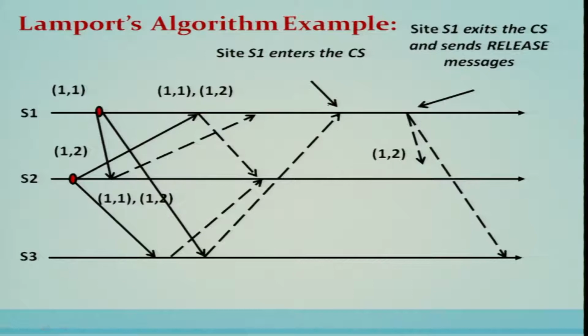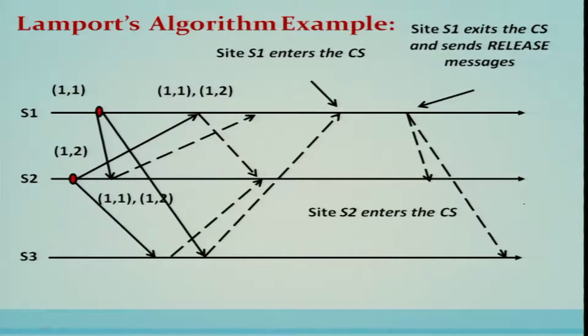Now, when site S1 exits the critical section, it has to send the release message. The release message will be sent to all other sites, and after receiving the release message, site S2 will find itself at the top of the queue. Now, after receiving the reply message also from S1, S2 can go into the critical section.